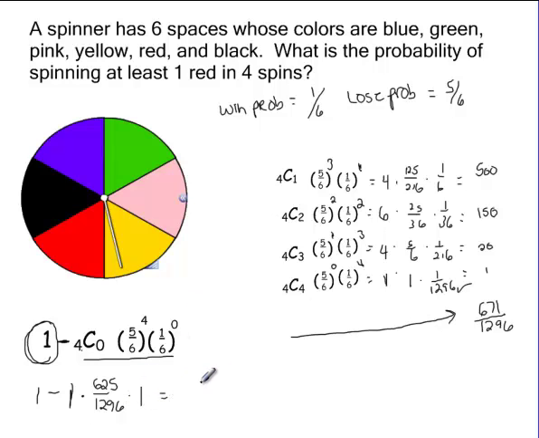Well, what's 1 minus 625 over 1,296? Well, 1 written as a fraction with a denominator of 1,296 is 1,296 over 1,296, and look what I get when I subtract that. 6 minus 5 is 1. 9 minus 2 is 7. 12 minus 6 is 6. I get the same answer.